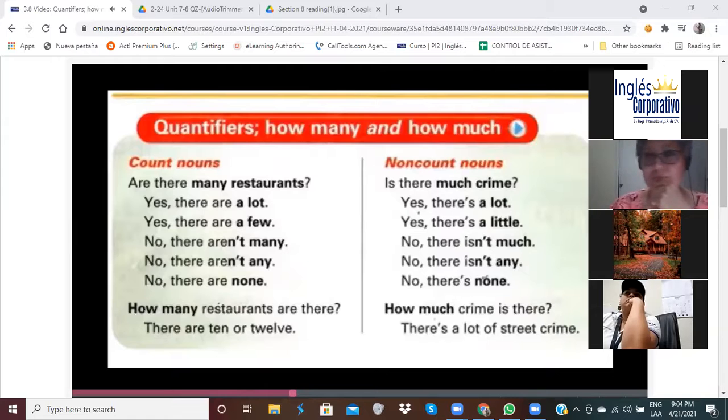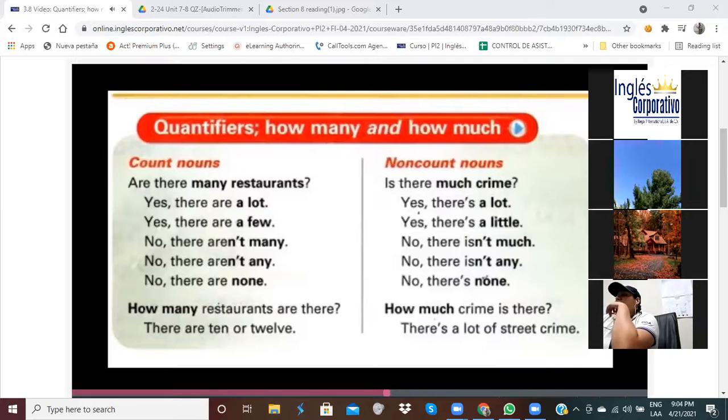Non-count nouns. Is there much crime? Yes, there's a lot. Yes, there's a little. No, there isn't much. No, there isn't any. No, there's none. How much crime is there? There's a lot of street crime.